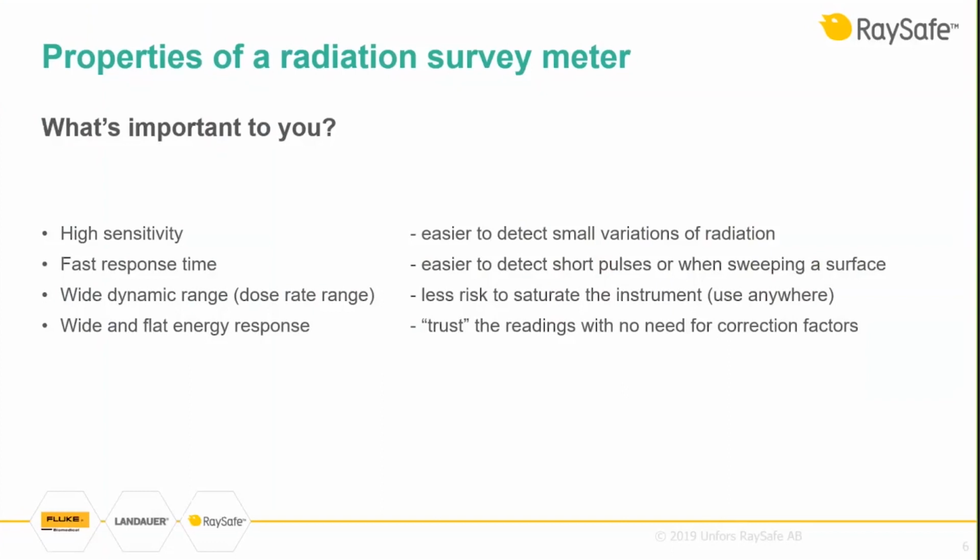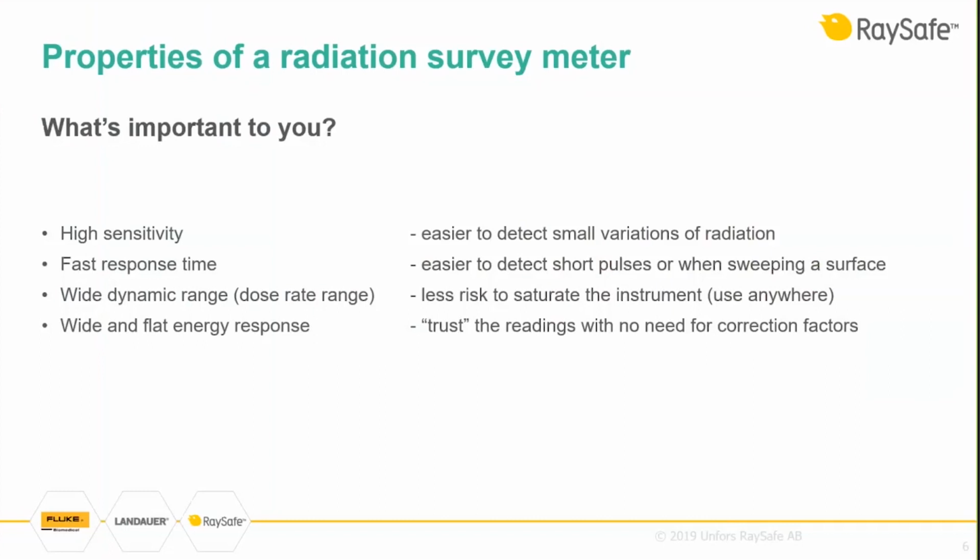If the meter has a high sensitivity, it will become easier to detect small variations of radiation. If you have a fast response time, it's easier to detect short pulses or when sweeping a surface. Whether you have a wide dynamic range or not tells us whether you have a risk to saturate the instrument or not. And you can also have a wide and flat energy response. If you do, you have a meter where you can more or less trust the readings you see on the display.